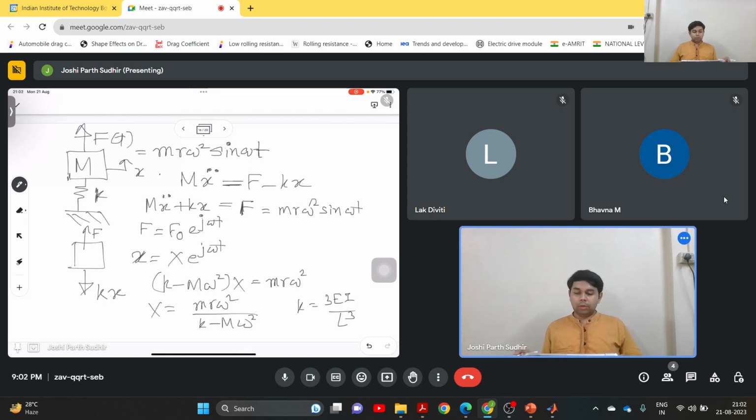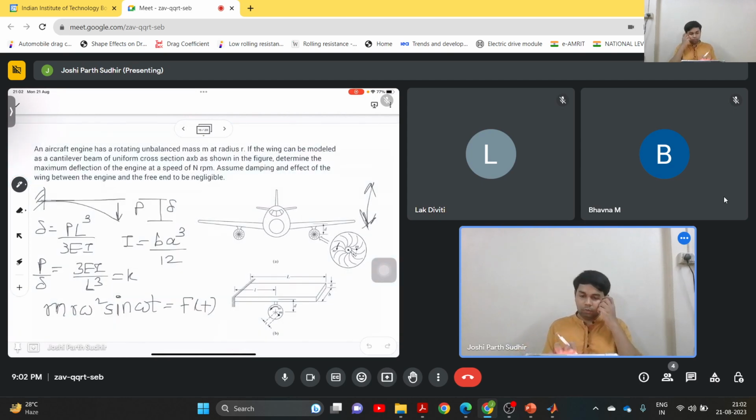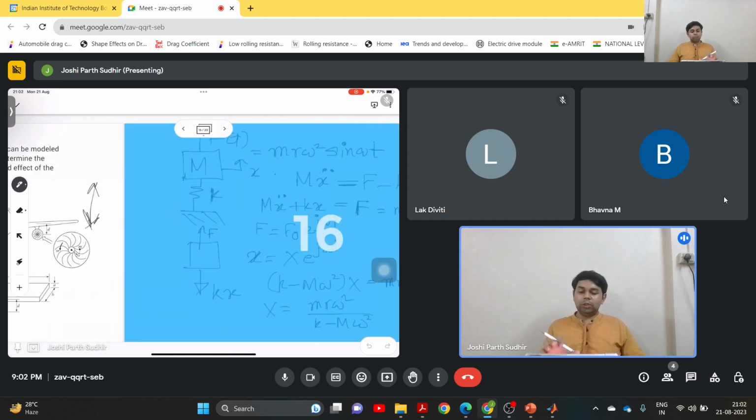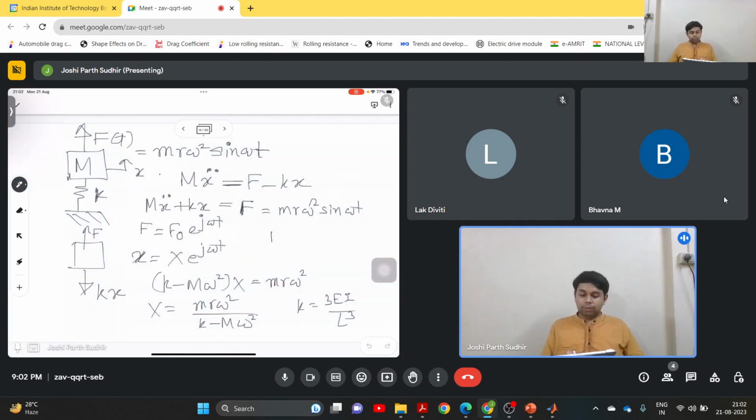For the engine speed of n rpm, that means omega is equal to 2 pi n by 60. So we can solve this problem in this way.